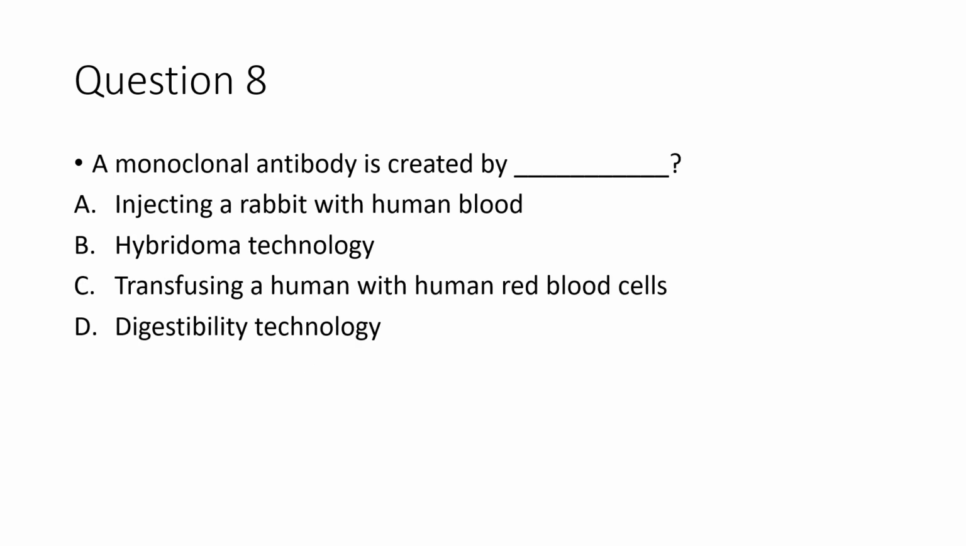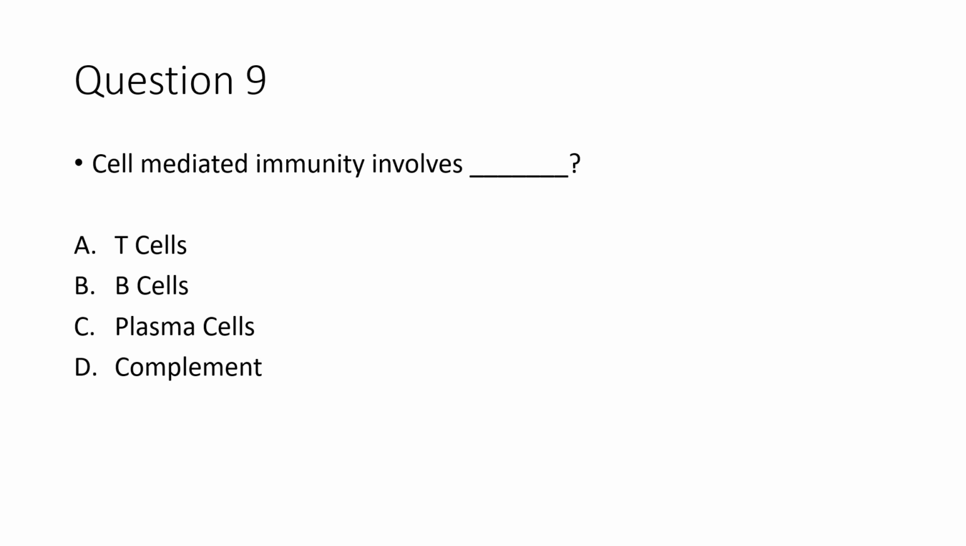Question 8. A monoclonal antibody is created by A, injecting a rabbit with human blood, B, hybridoma technology, C, transfusing a human with human red blood cells, or D, digestibility technology. The answer is B, hybridoma technology. Question 9. Cell-mediated immunity involves A, T cells, B, B cells, C, plasma cells, D, complement. The answer is A, T cells.